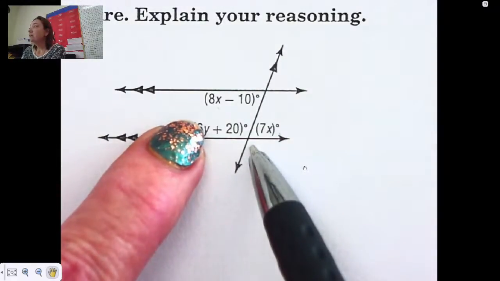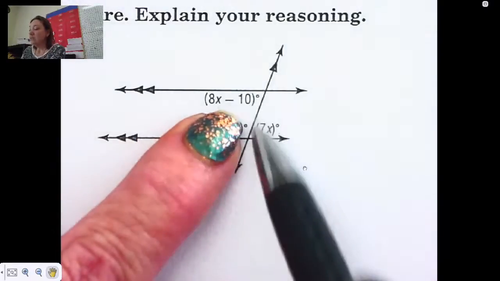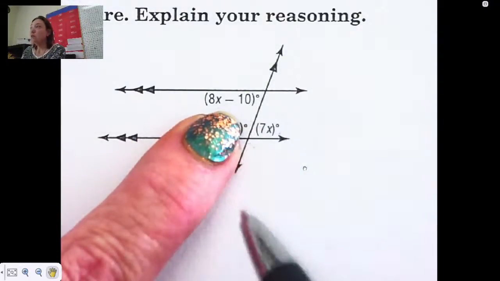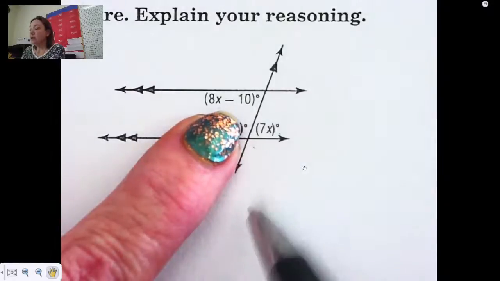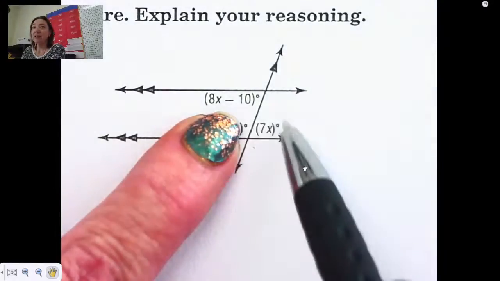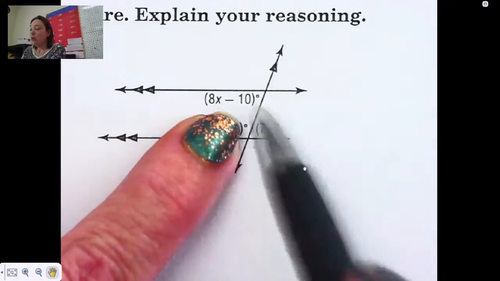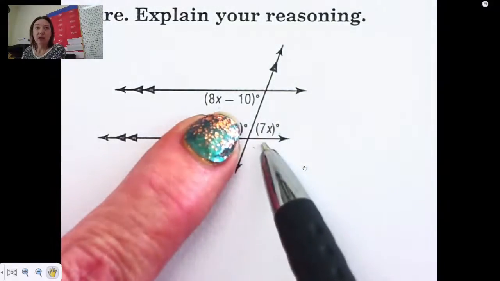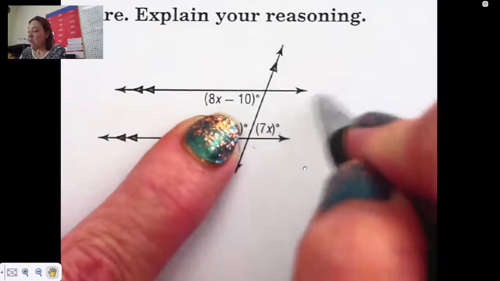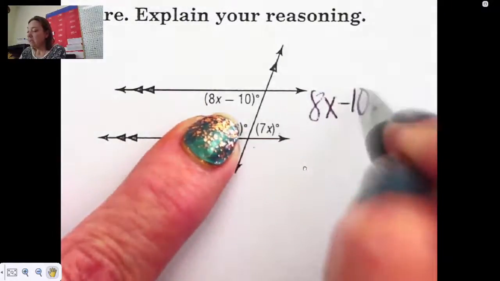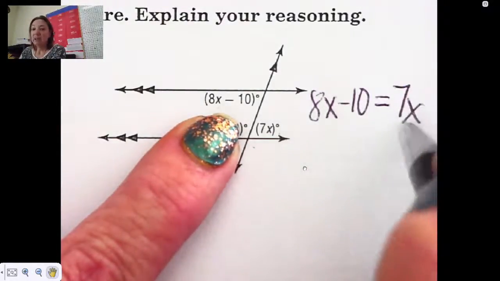Y'all got nothing? What are they, on the same side or alternate sides of the transversal? Alternate. Are they interior or exterior? So they're alternate interior angles, right? What do we know about alternate interior angles? They are the same. That means we can set up an equation that says 8x minus 10 equals 7x.